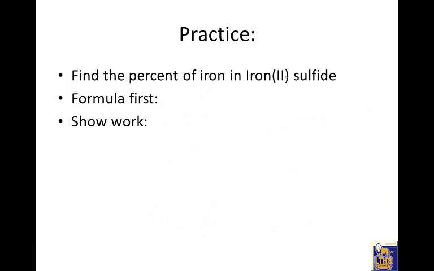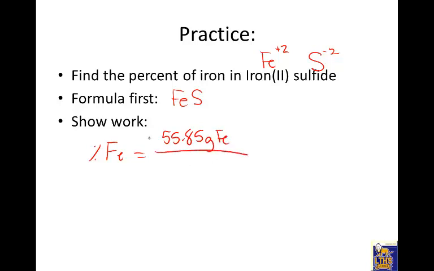Well, first we need the formula. Iron's Fe. This means plus 2. Sulfur's S. Periodic table tells us it's -2. The formula for iron(II) sulfide is FeS. Then you can go to the periodic table. Okay. Percent iron is 55.85 grams of iron over the total 87.92 grams of FeS. Total, part over total times 100 gives us 63.52% iron in iron(II) sulfide.